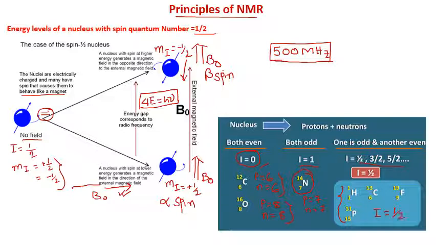The rest of the nuclei you can work out on your own, where there is an odd number of protons and an even number of neutrons, or vice versa. They have half-integer nuclear spin values like 1 by 2, 3 by 2, 5 by 2, and are NMR active. Basically, those nuclei having an even number of protons and an even number of neutrons are NMR inactive, having I equal to 0.